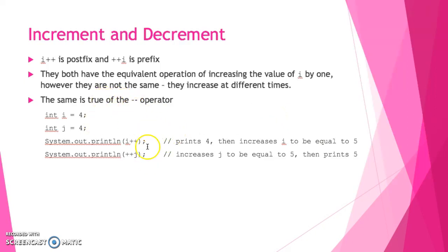You'll see here in these two different examples, in both cases, i and j start out as 4. If I were to do i++ and print that, this would print 4, and then it would increase it to be equal to 5. In this case, if I were to do ++j, this would increase j to be 5, and then it would print out the 5. So it's just a small little detail. Again, we don't typically see this, but I just figured I would mention it.